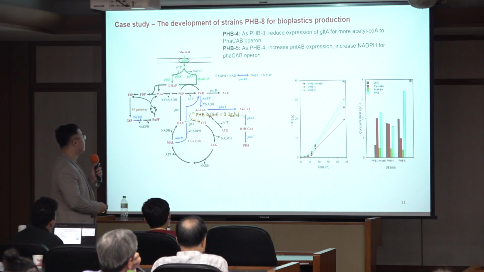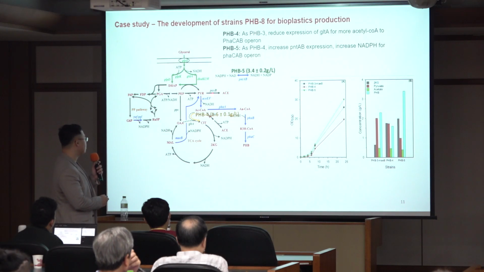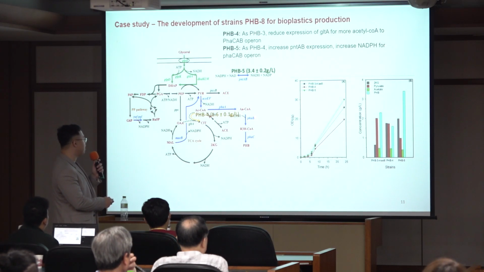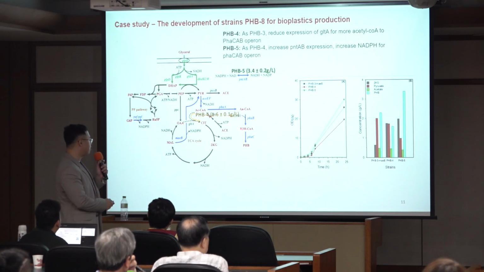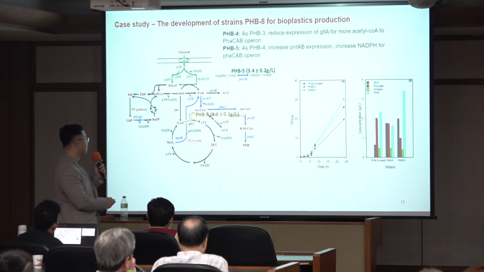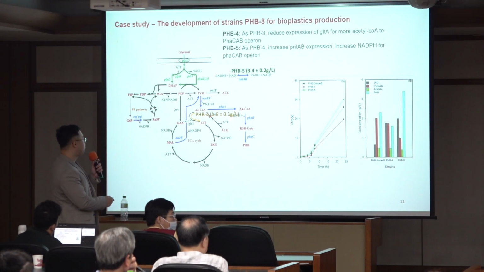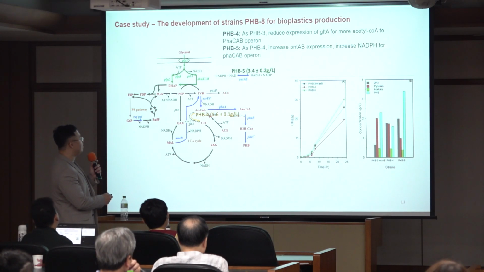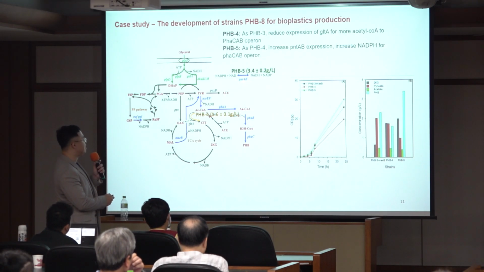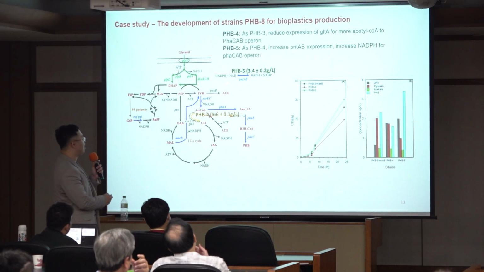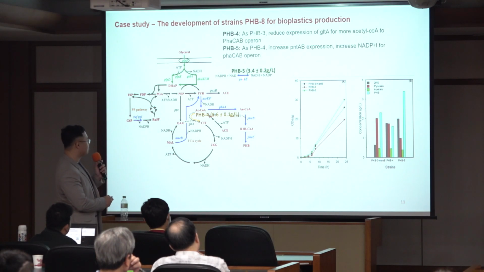1.6 gram per liter. And then also for this step, for acetyl-CoA to 3-hydroxybutyryl-CoA, which is catalyzed by the enzyme produced from the phaB, we need NADPH here. So that's why I enhanced this pntAB gene, so I have more NADPH. So the result, double the PHB production.